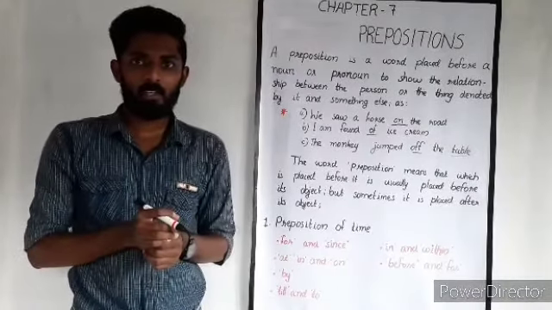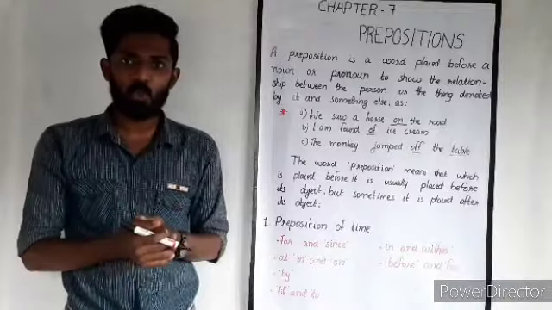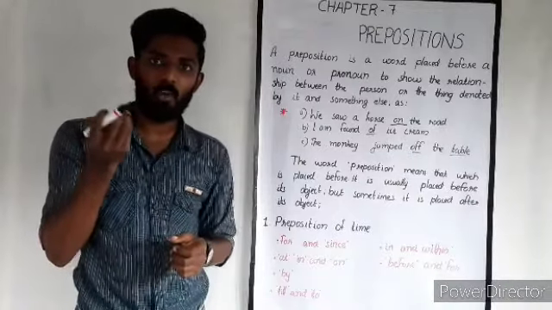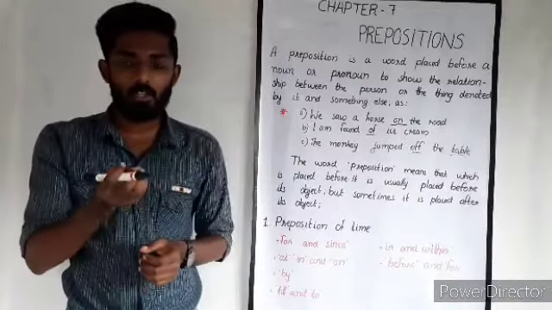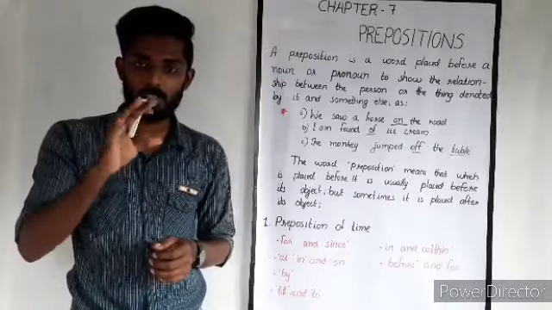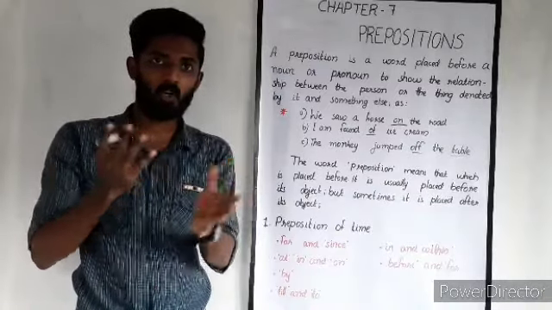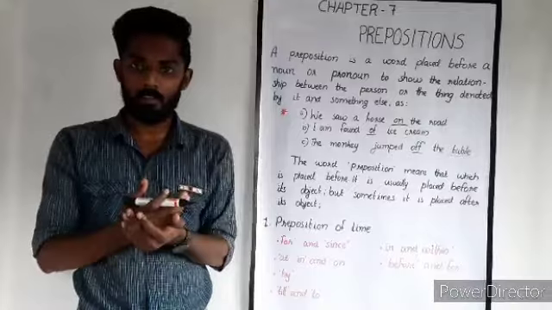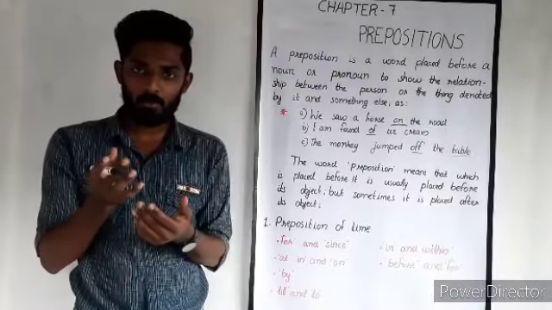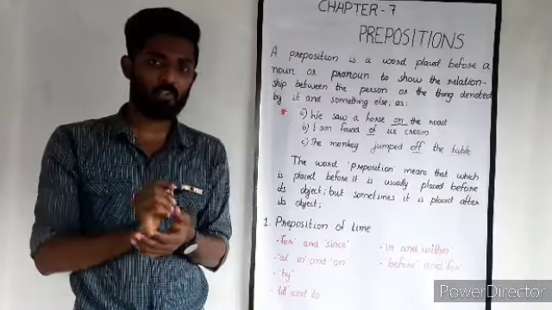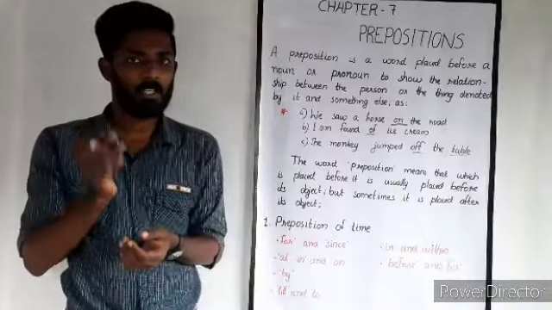And the preposition is usually placed at the end when its object is an interrogative pronoun, as in the sentence which I said, like, what are you looking at? So it's an interrogative sentence, and what will happen? The preposition will be placed at the end.